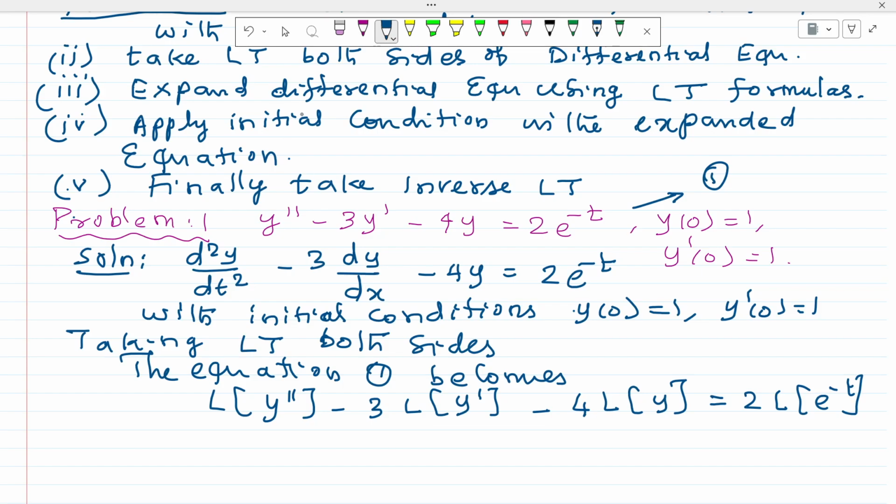Okay. It is not x actually, it is t only. Good. It is dy by dt only, because the independent variable is t. Okay, fine.